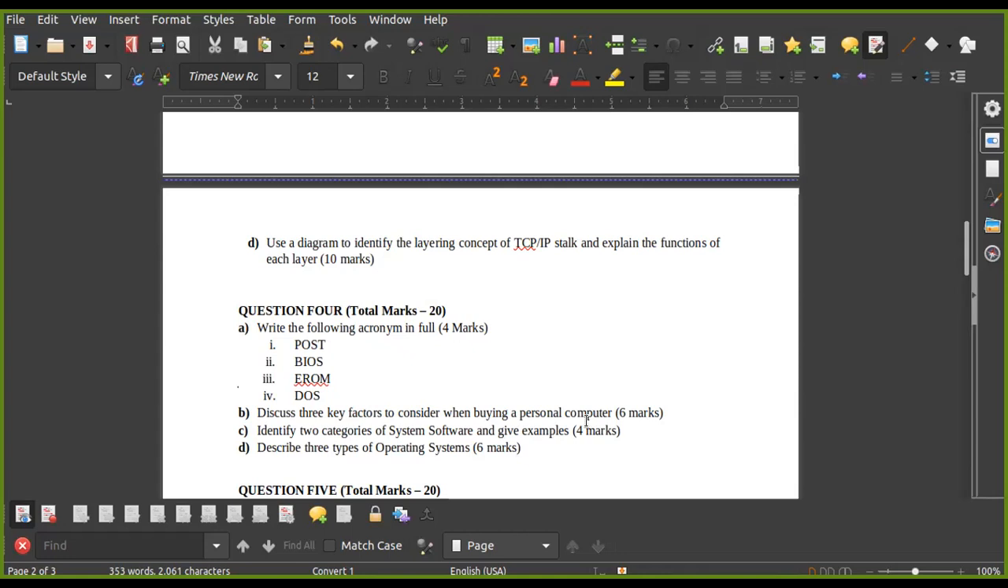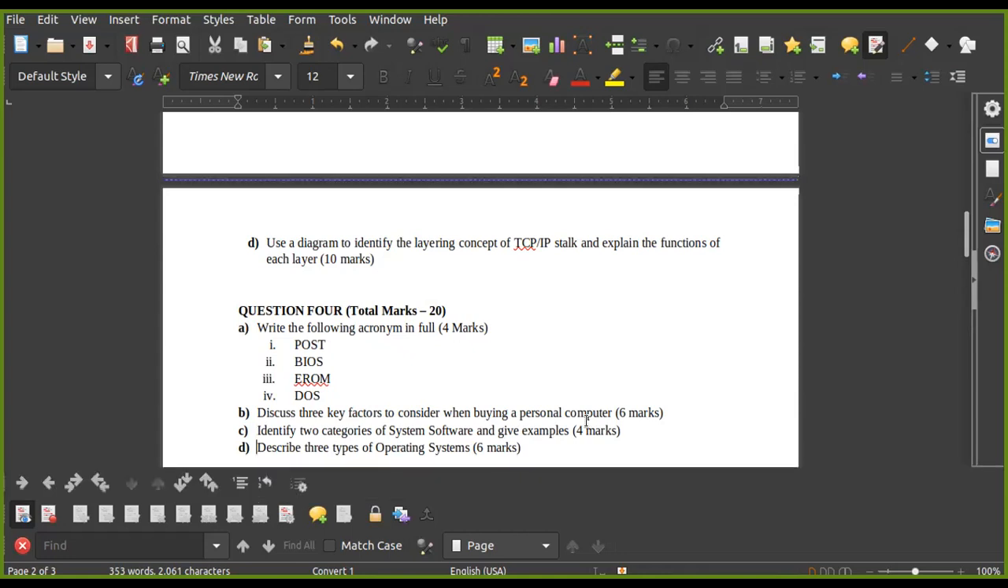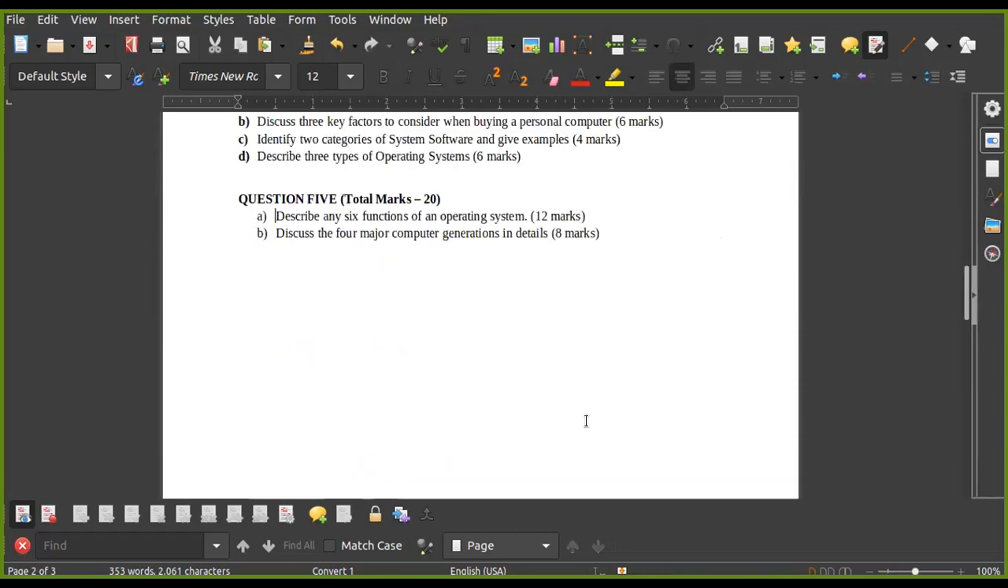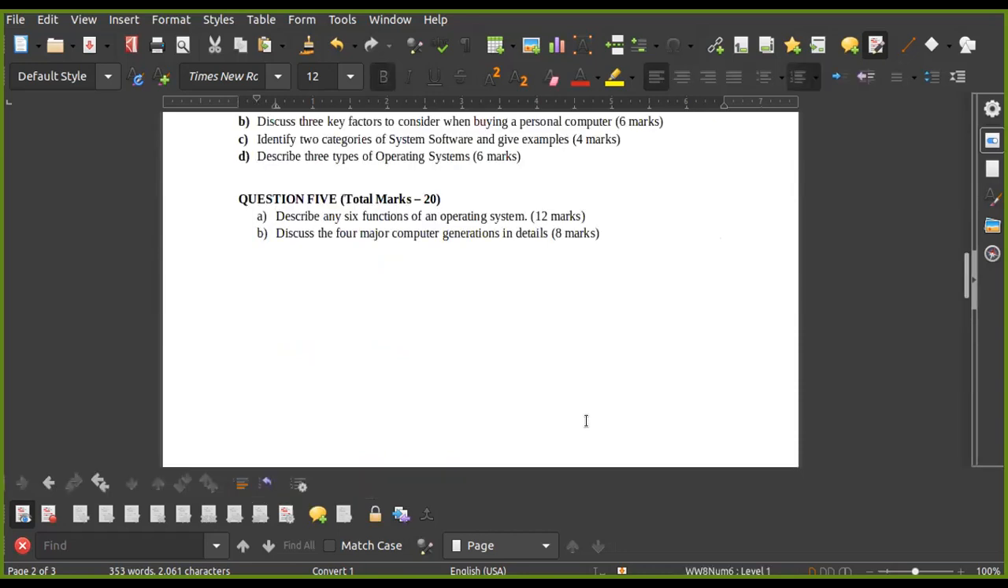Describe 3 types of operating systems. I think I've listed a few, so you can expand on that. Finally, describe any 6 functions of an operating system. Okay, resource allocation, allocation and deallocation, memory management, time management, initiation of parallel processing, so on and so forth.